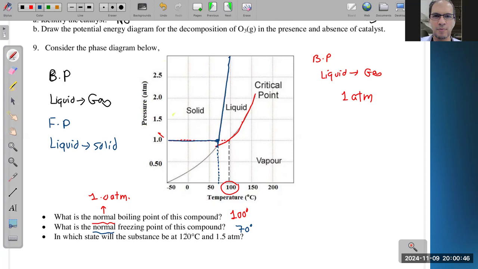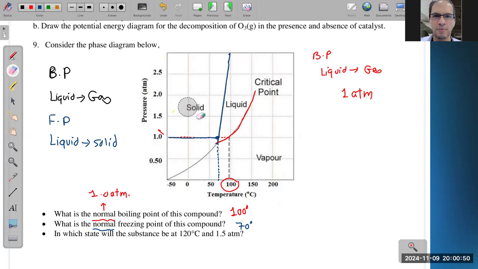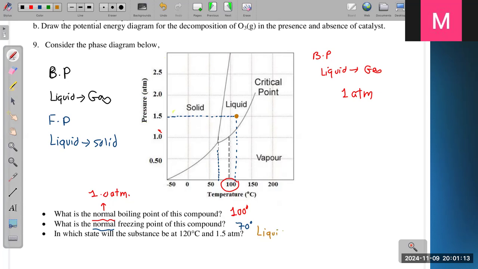In which state will the substance be at 120 and 1.5 atmospheric pressure? So I'll just follow the numbers. 120 and 1.5 atmospheric pressure. So this is 1.5 atmospheric pressure. And where is the temperature? Just go until you reach here. So I can see that this is inside which one, Mariam? It will be here inside the liquid phase. Okay, so I will be inside the liquid phase.